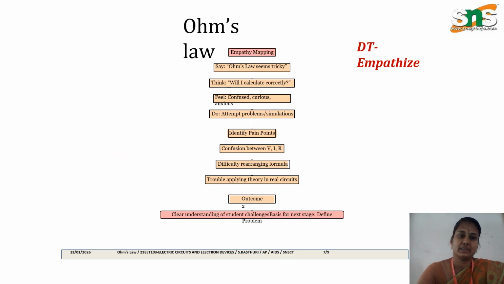Ohm's law, design thinking empathize phase. So this slide addresses student learning difficulties: confusion between V, I, R, difficulty rearranging formulas, and fear of numerical problems. So the goal is to understand student pain points, not just teach the formulas. So, real-time example: just like learners confuse speed, distance, time, students confuse voltage, current, resistance initially.